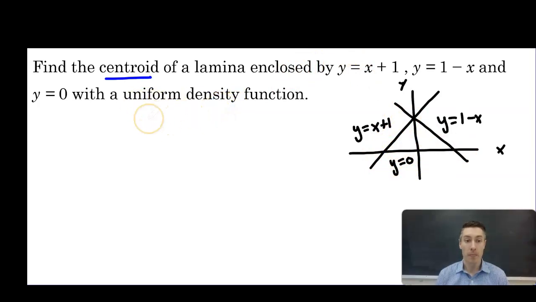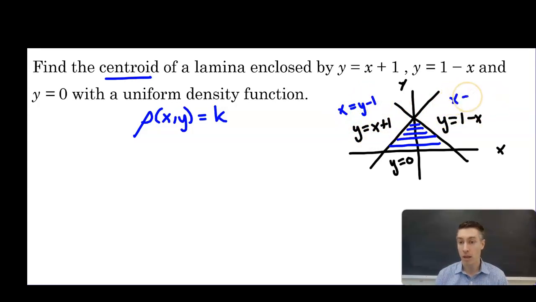Uniform density function means that rho of x, y is equal to a constant, which we will call k. So at every point in this region, the density is the same. It's a constant value we're calling k. This region is going to be easiest to define as a type 2 region, so going from left to right, which means we do need to convert the bounds. So this will be x equals y minus 1, and this will be x equals 1 minus y. Okay, so we need mass and then 2 moments. And then we can put all that together.